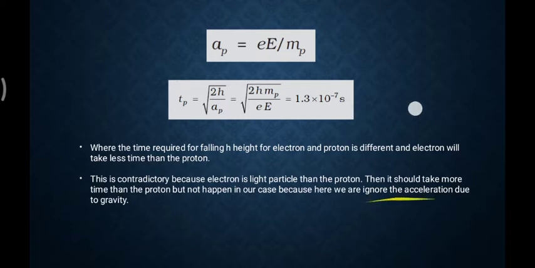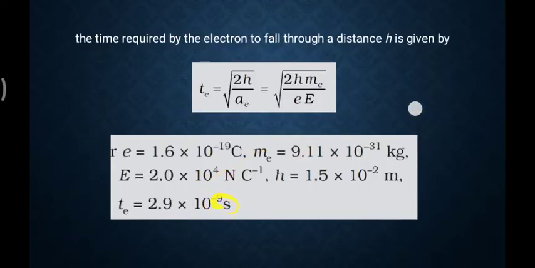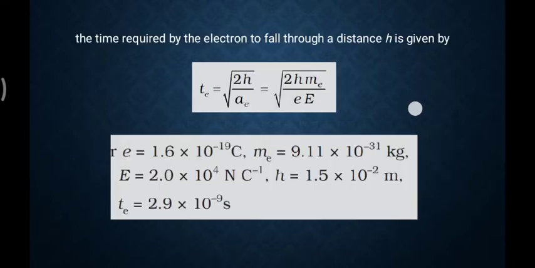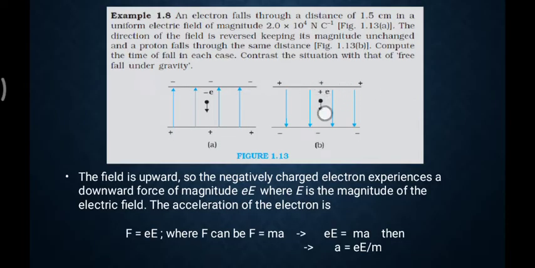Now try to understand: here we have 10^-9 second, and here we have 10^-7 second. Which one is bigger? 10^-7 is the bigger number. It means the proton is taking more time to travel the 1.5 centimeter. Actually the proton is a heavy particle. When a heavy body falls, it should fall first and take less time. But what happened in our calculation? The proton is taking more time.